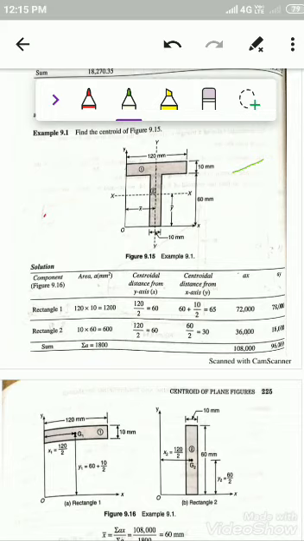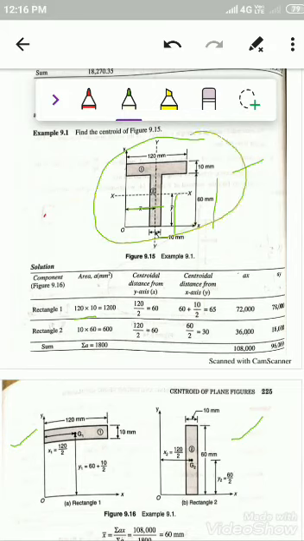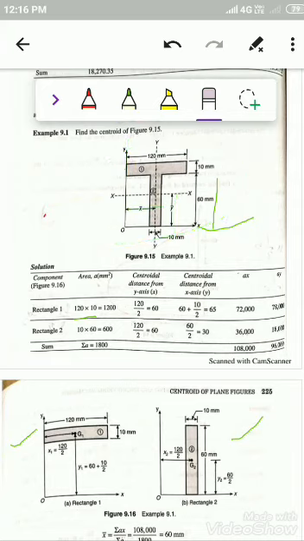As we know, the given figure you have to divide into known geometrical shapes. You can observe here, this has been divided into one rectangle having the size of 120 into 10, and another rectangle having the size of 60 into 10. It has been divided into two geometrical shapes. Now you have to determine the x bar value and y bar value of this entire T section with reference to these x and y axes. So you have to consider the individual geometrical figures here.